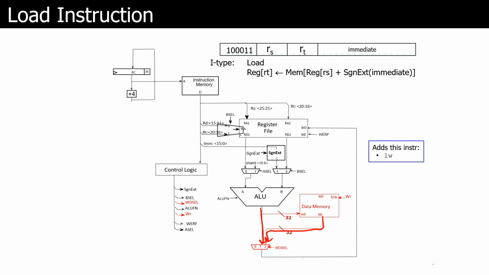And additionally, we have a port in data memory called WR. This specifies if we're going to end up writing to a register, and in this case we do, because the whole point of loading an instruction is to save the value of the address you specified into a register. And so that adds load word to our instruction set.